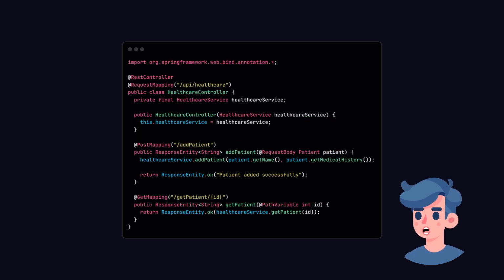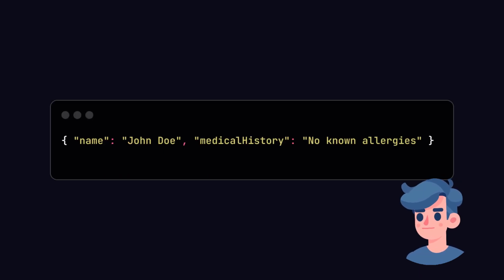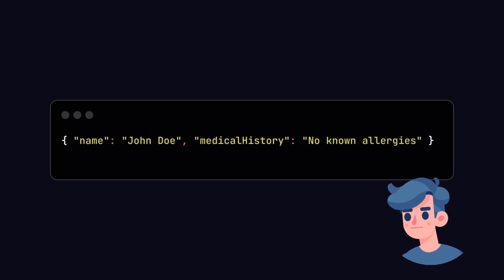Now, let's expose these methods through a REST controller. Create a file named healthcarecontroller.java. Don't forget to create a patient class to handle the incoming requests. Create a file named patient.java. With our API in place, we can start testing it with Postman or any API testing tool. Spin up your Spring Boot application and open Postman.